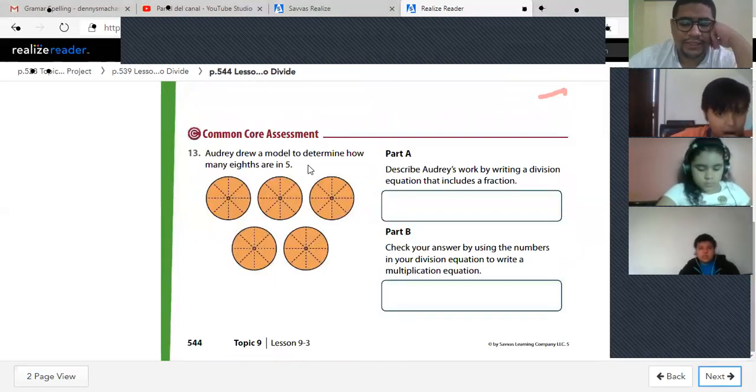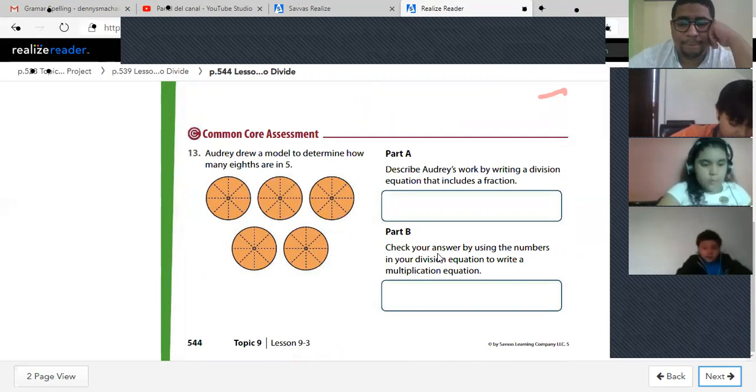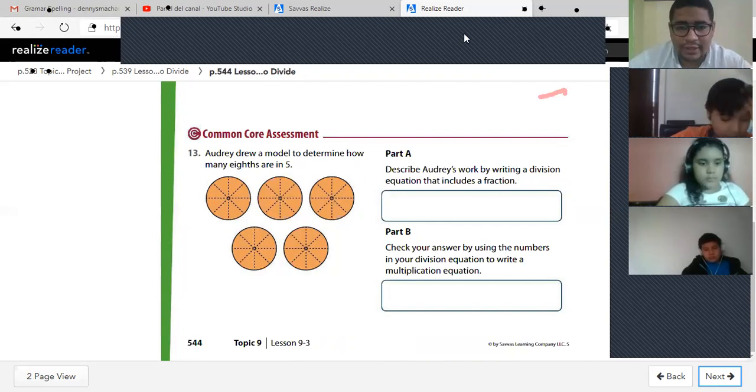Draw a model that determines how many 1 over 8s are in 5. How many 1 over 8s do we have in 5? 40. So, describe in words by writing a division equation. 5 divided by 1 over 8. 5 divided by 1 over 8 is equal to 40.